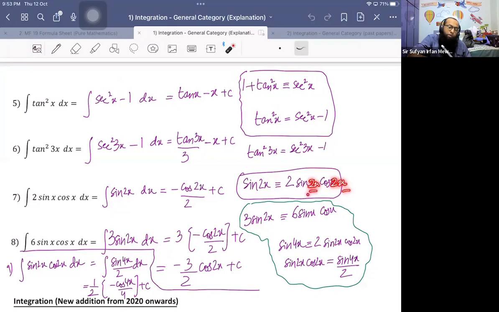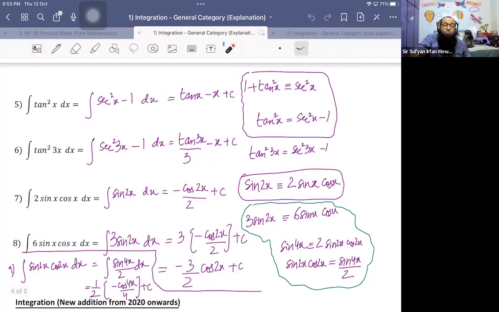So if it's 2x over here, this 2x will become 4x. That is why I've written that sine 4x is 2 sine 2x cos 2x. So if I have to integrate sine 2x cos 2x, then this is identical to sine 4x upon 2. And now I will integrate sine 4x upon 2. I have taken 1 upon 2 outside. The integration of sine 4x is negative cos 4x upon 4 plus c.